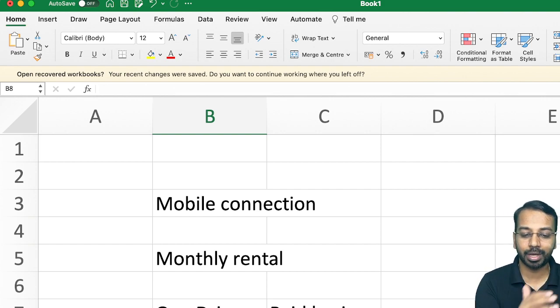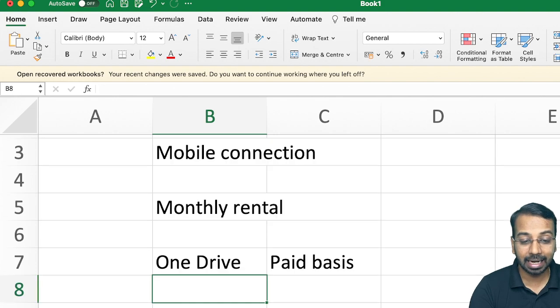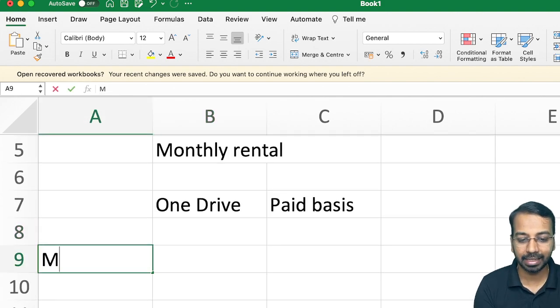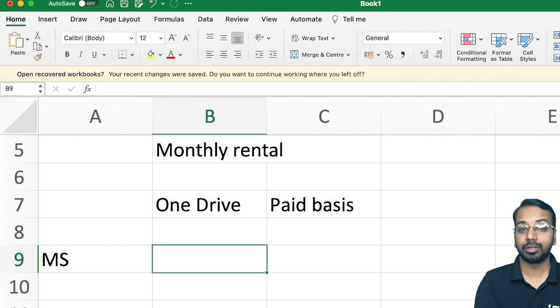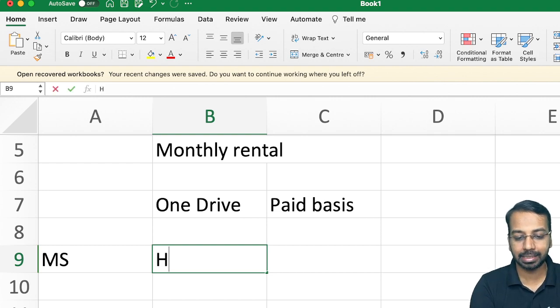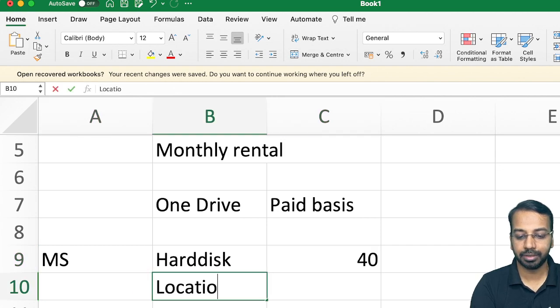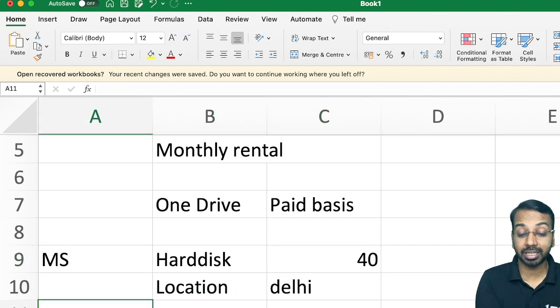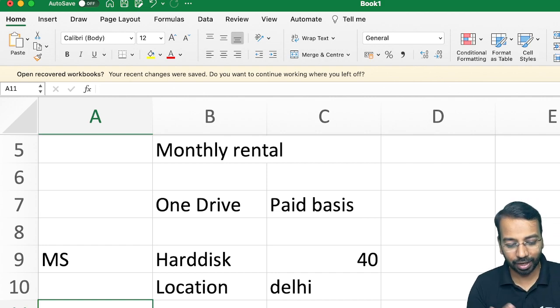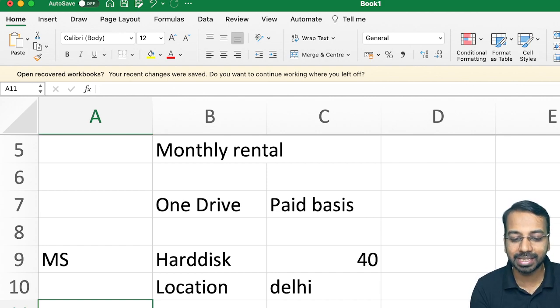Sir, in what case would it become an identified asset? I tell Microsoft that, boss, my data should be stored in hard disk number 40 at location Delhi. If I am giving this instruction and then I am telling Microsoft, boss, you cannot have any other customer's data in this particular hard disk, in this particular location, in this particular server, then I can say it is an identified asset.